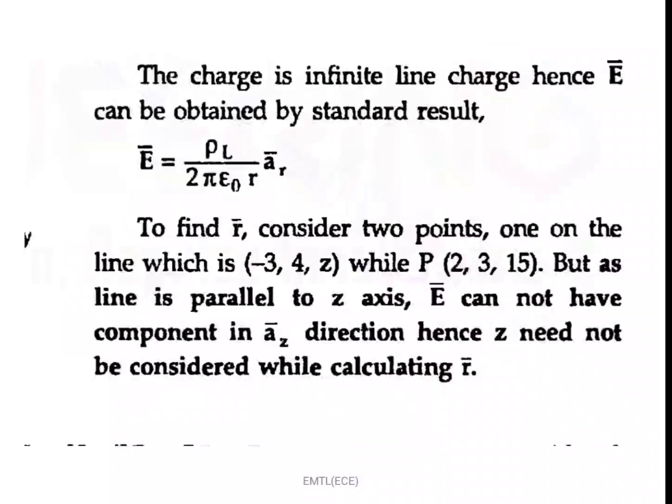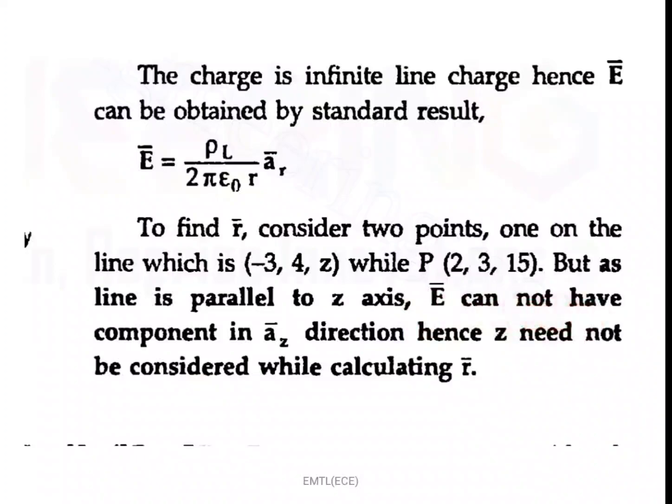So the expression for electric field intensity, if a line charge density is given in the problem, is E bar equal to rho L by 2 pi epsilon naught R, aR bar. Here the point P lies at (2, 3, 15). Now the point on the line is considered at (minus 3, 4, z). Here the line is parallel to the z-axis.